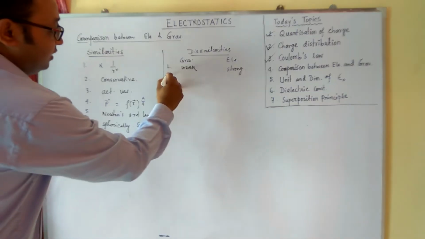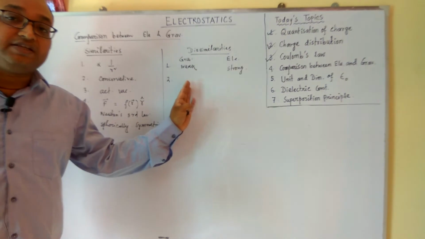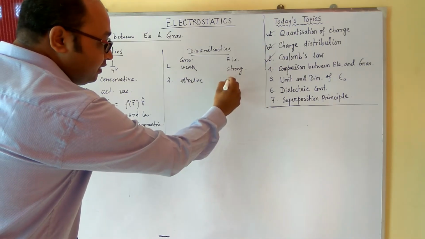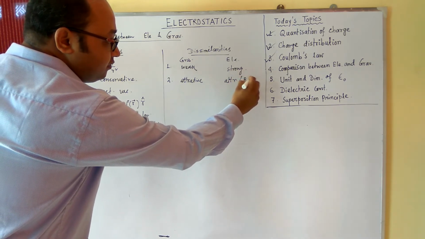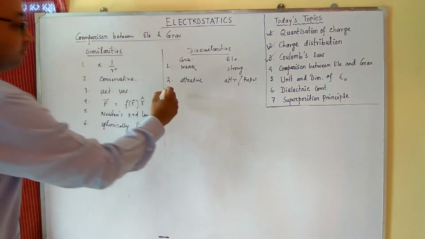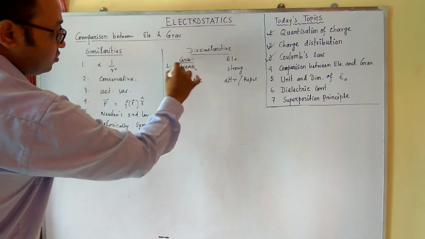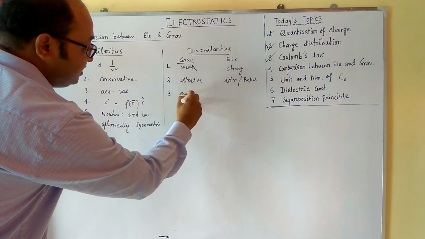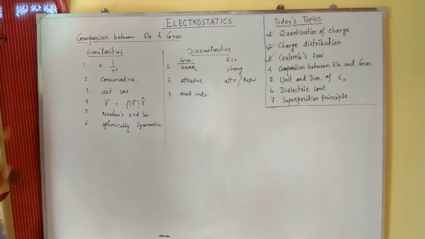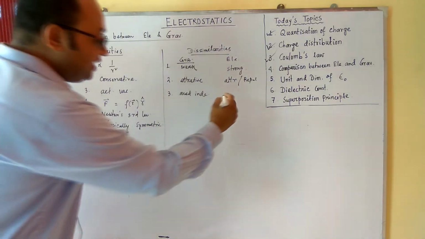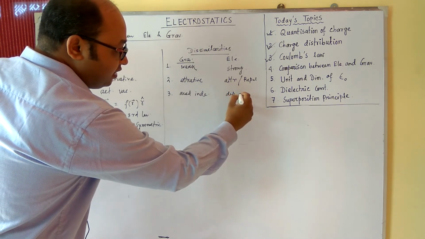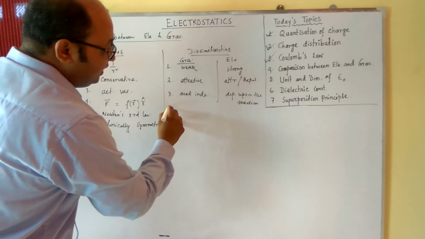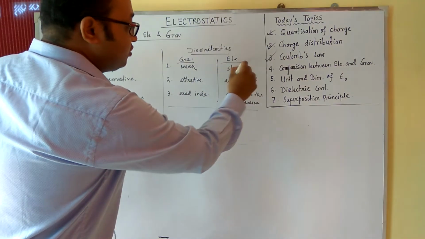Now the second dissimilarity is that the gravitational force is always attractive in nature, but the electrostatic force may be attractive or repulsive. And the third dissimilarity between the two forces is that gravitational force does not depend on the medium between the two masses, that is, it is medium independent. But the electrostatic force between two charges depends on the medium between the 2 point charges. So here are the 3 dissimilarities between gravitational force and electrostatic force.